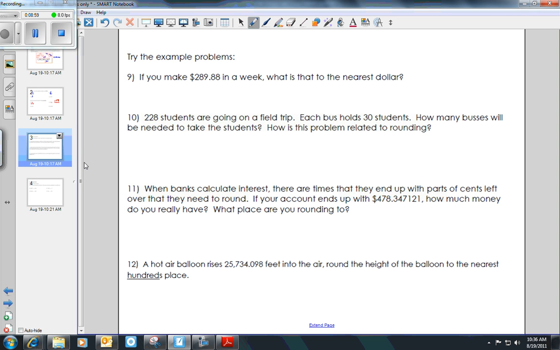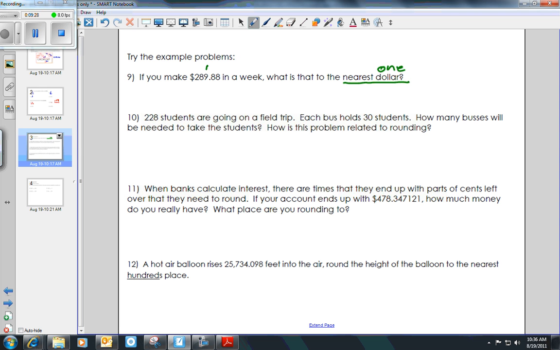If you make $289.88 in a week, what is that to the nearest dollar? Now, when they talk about the nearest dollar, how many dollars is a nearest dollar? It doesn't say nearest $10. It doesn't say nearest $100. It says nearest dollar, so that is going to be the nearest $1. And if it's the nearest $1, that's the ones spot.